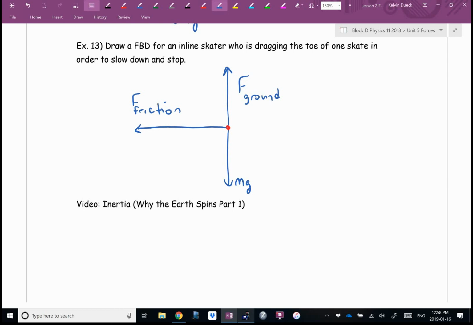Yeah, that's because of Newton's first law. You want it to keep going in a straight line at a steady speed. Dragging your foot is what changed that to make you slow down.